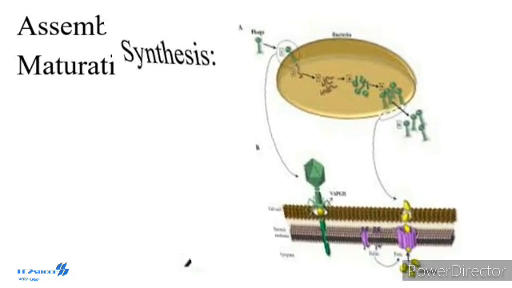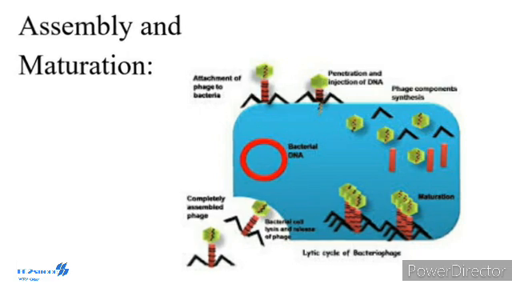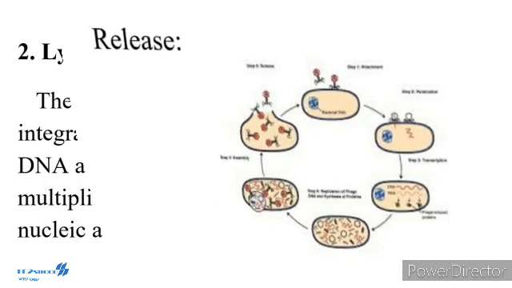Fourth one, assembly and maturation. The DNA of the phage and protein coat are synthesized separately and are assembled to form the phage particle. The process of assembly of the phage particle is known as maturation. After 20 minutes of infection, about 300 new phages are assembled. Fifth step, release. The phage particles accumulate inside the host cell and are released by the lysis of the host cell wall. Second one, lysogenic cycle.